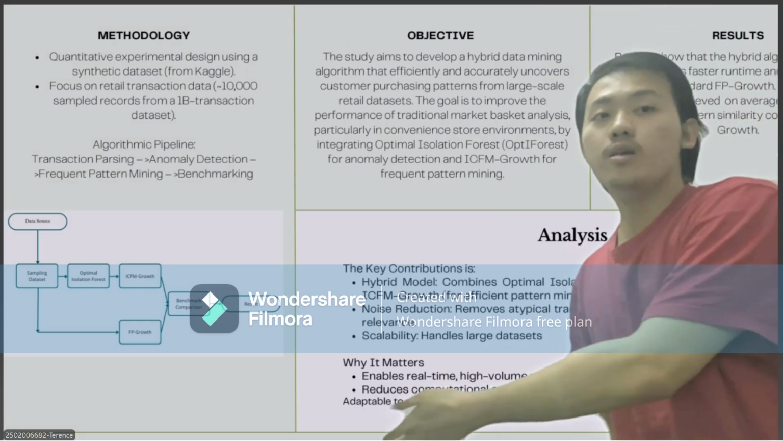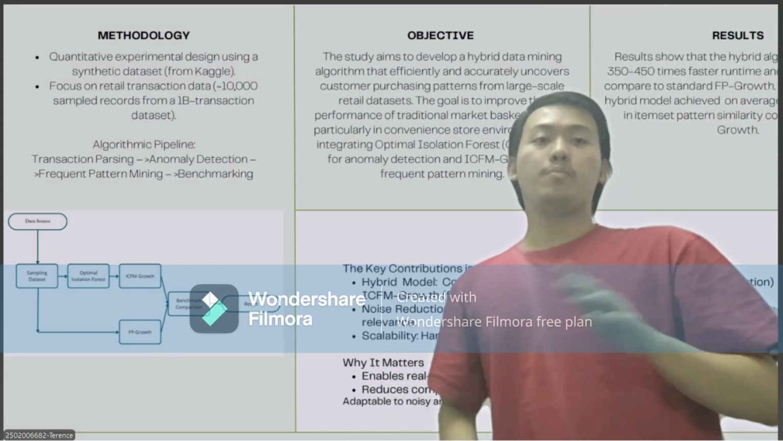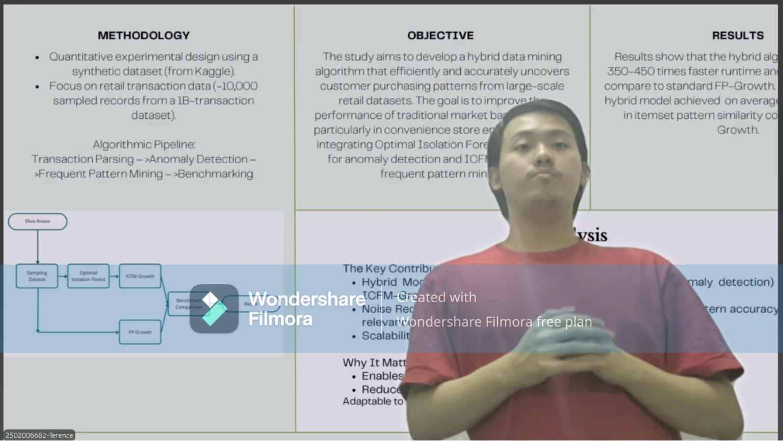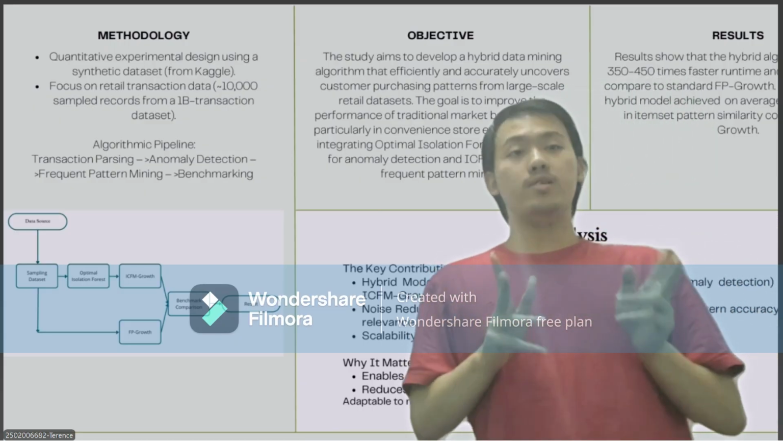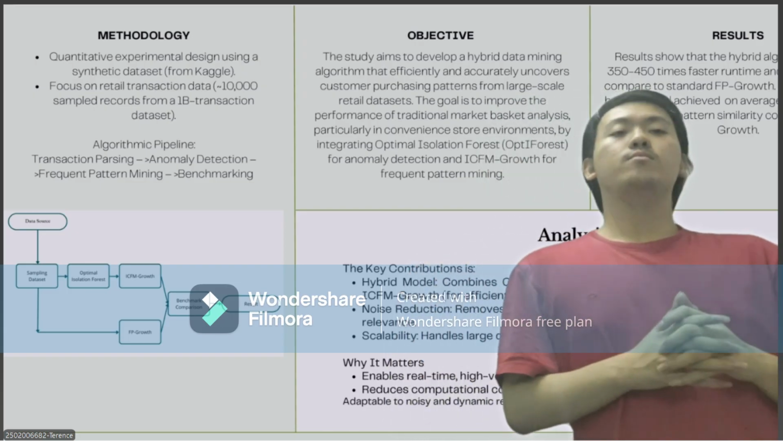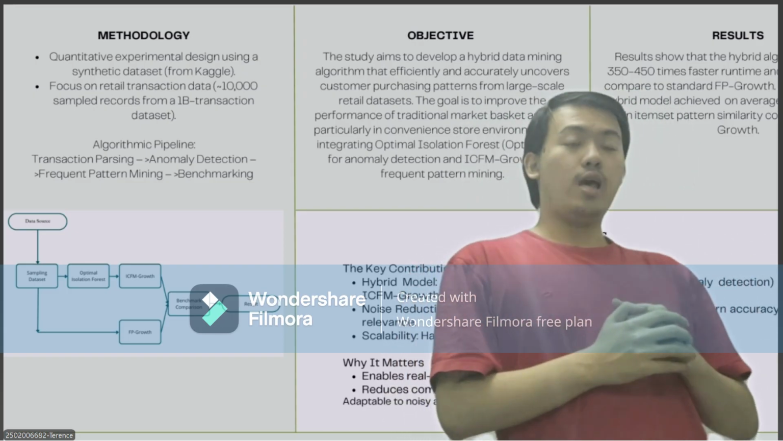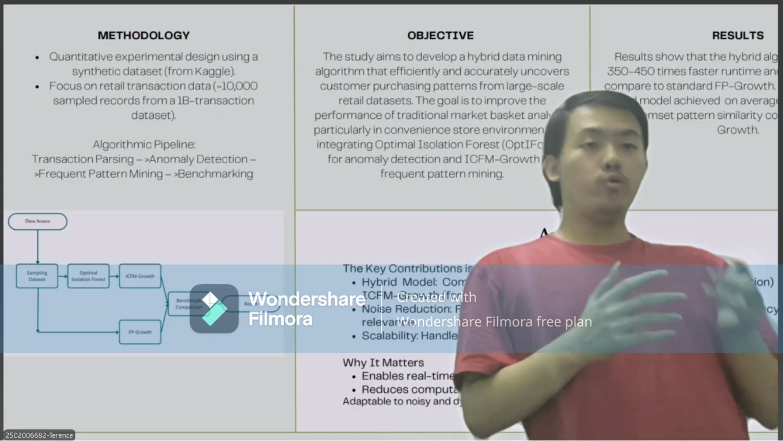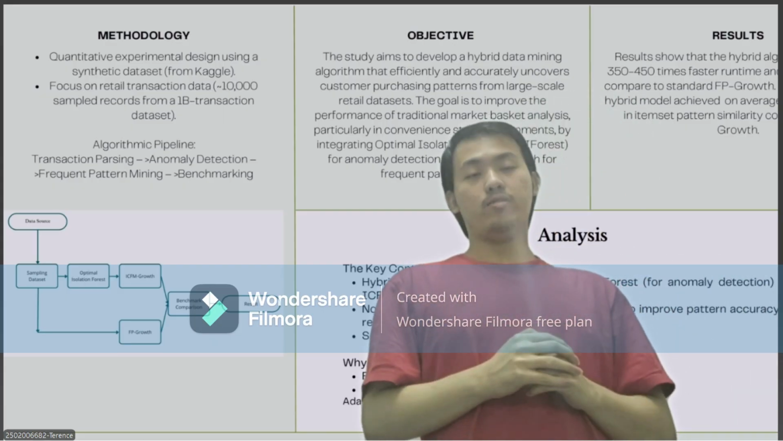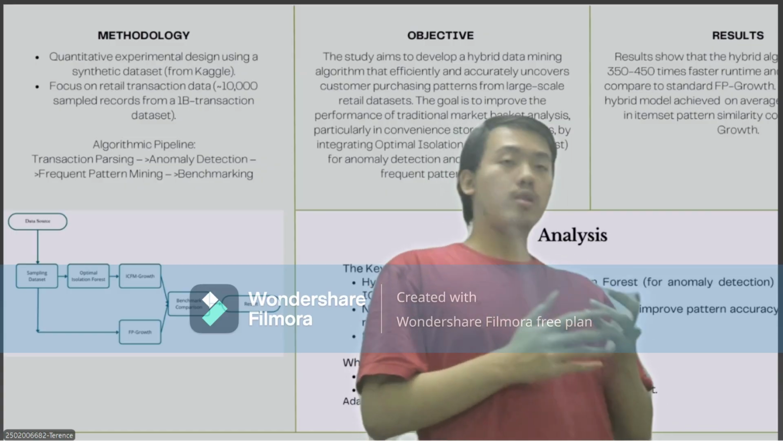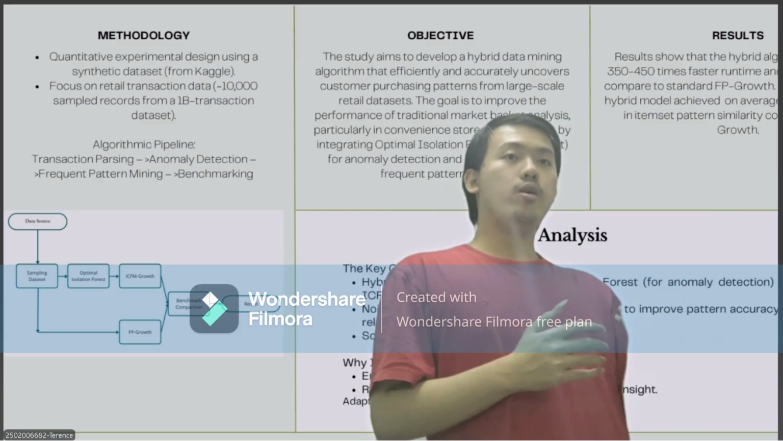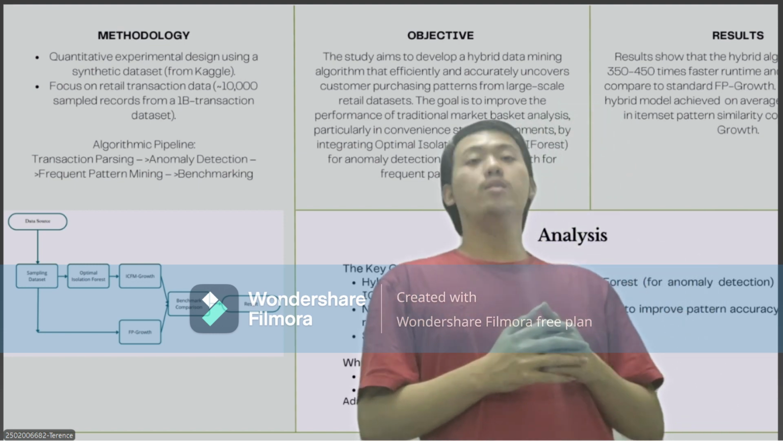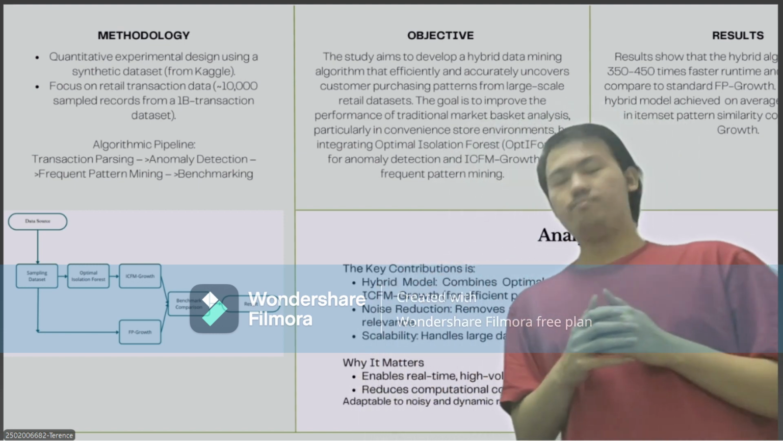And here is the algorithm pipeline of this research. In this paper, I'm going to use a hybrid algorithm combining two different algorithms. First, for anomaly detection, I'm going to use an optimal isolation forest algorithm, which is an improvement of the classical isolation forest algorithm by determining the ideal branching factor, therefore improving the isolation efficiency and the bias-variance trade-off.